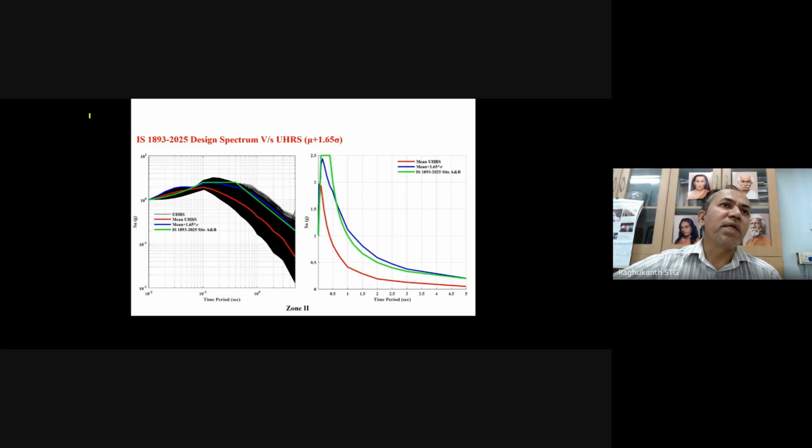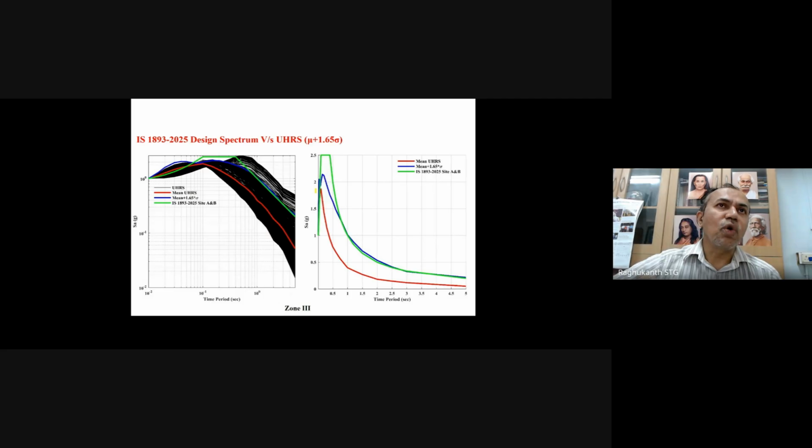So for that, what we have done is we have calculated the UHRS, that is Uniform Hazard Response Spectra, for all the zones. For zone 2, whichever sites are there in zone 2, the UHRS has been calculated. We plotted all these black lines, which are the Uniform Hazard Response Spectra of all the sites located in zone 2. They have been normalized to 1g, and then the mean and standard deviation have been obtained. If I take 1.65 times the sigma, this blue line comes into the picture. So this is zone 2.